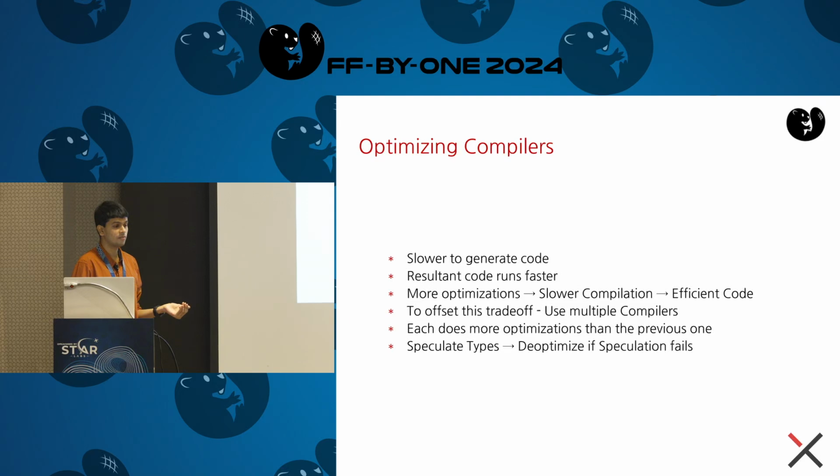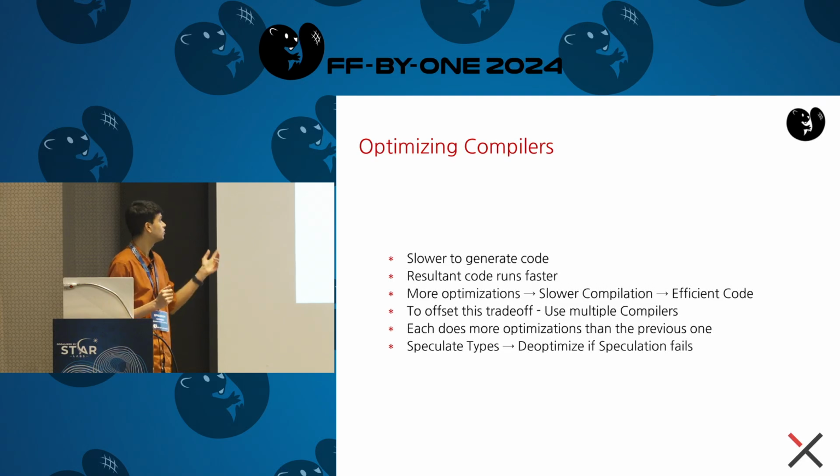Also, for compiling code, you need types, and JavaScript is an untyped language. So all the optimizing compilers are going to speculate on types, just like the baseline compiler did.